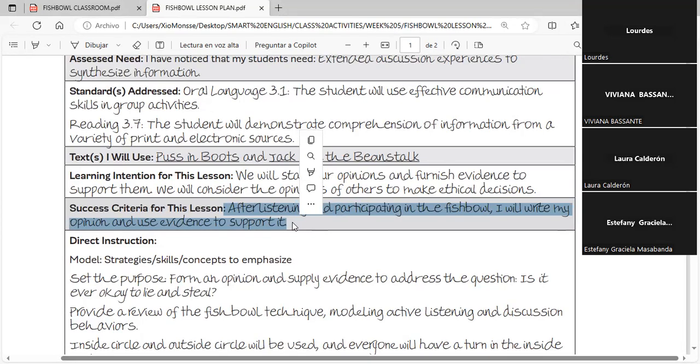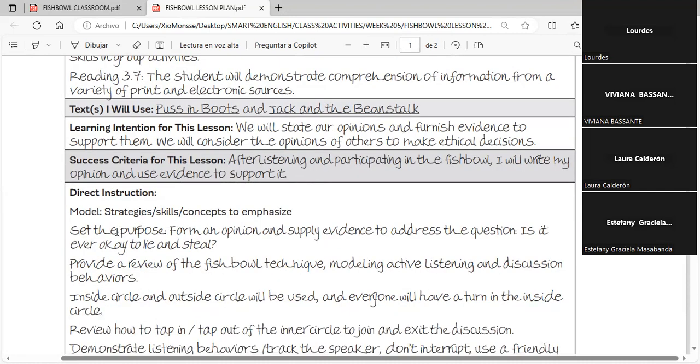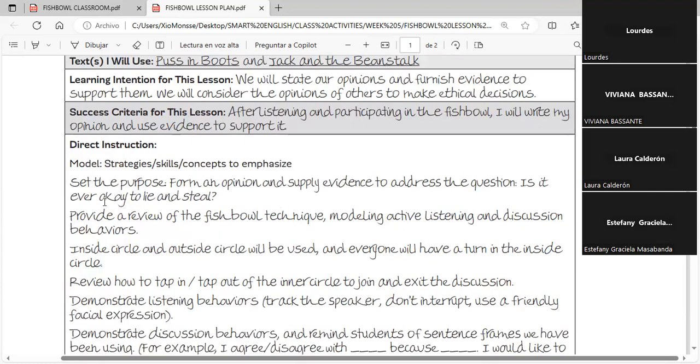You can write notes about the participation of your student. Direct instructions, model, strategy, skill, concept to emphasize. Here you're going to write, for example, set the purpose for an opinion and supply evidence to address the question: is it ever okay to lie and steal?